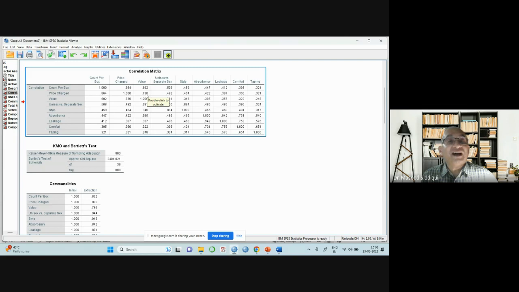0.730 is a high value. It is the correlation coefficient between price charge and the value. Similarly, 0.942 is a high value. 0.731, that is a high value. 0.894, that is a high value. So we are observing that a number of coefficients in the correlation matrix are showing high values. So we can say that a number of non-diagonal correlation coefficients are showing high values. So is that okay? Or any question?